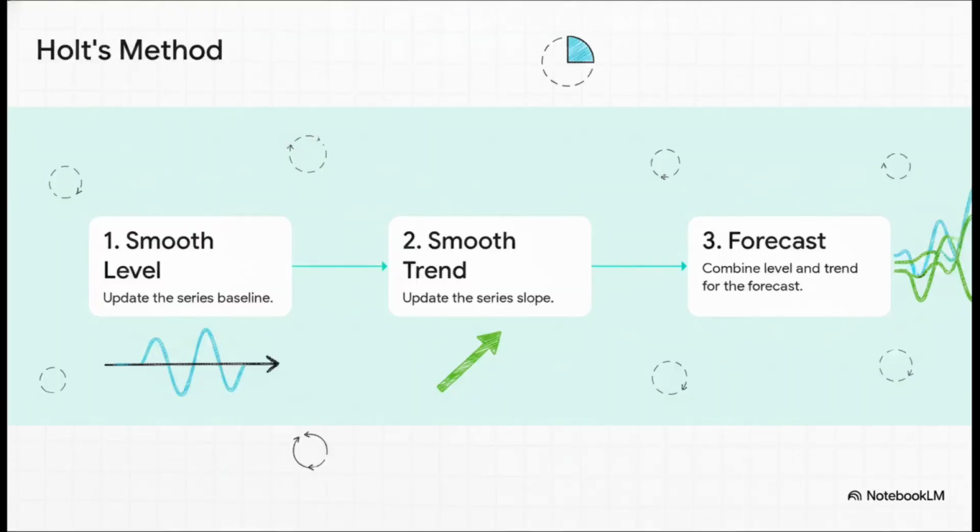So how does this thing actually work? It's pretty genius, really. It basically runs 2 different smoothing processes at the exact same time. The first one is smoothing the level of the data, which is just like our simple method did. But, and this is the new part, the second one is separately smoothing the trend, or the slope of the line. Then, to make a forecast, it just adds those 2 things together, the current level plus the current trend. It's not just tracking where the data is, it's tracking where the data is going.